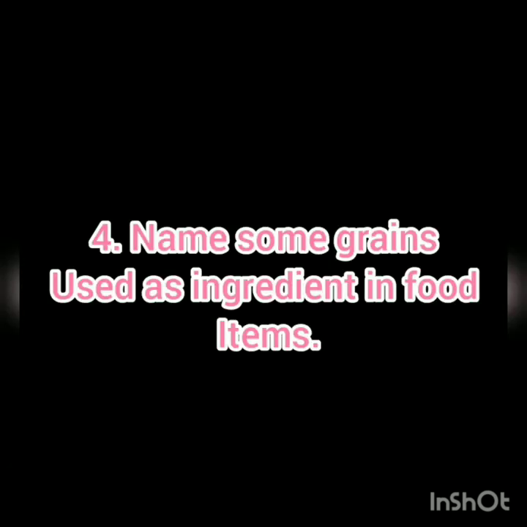Second question is, define food. And the third question is, give examples of animal source of food items. Fourth question is, name some grains used as ingredients in food items. And the last question, from where do we get milk?